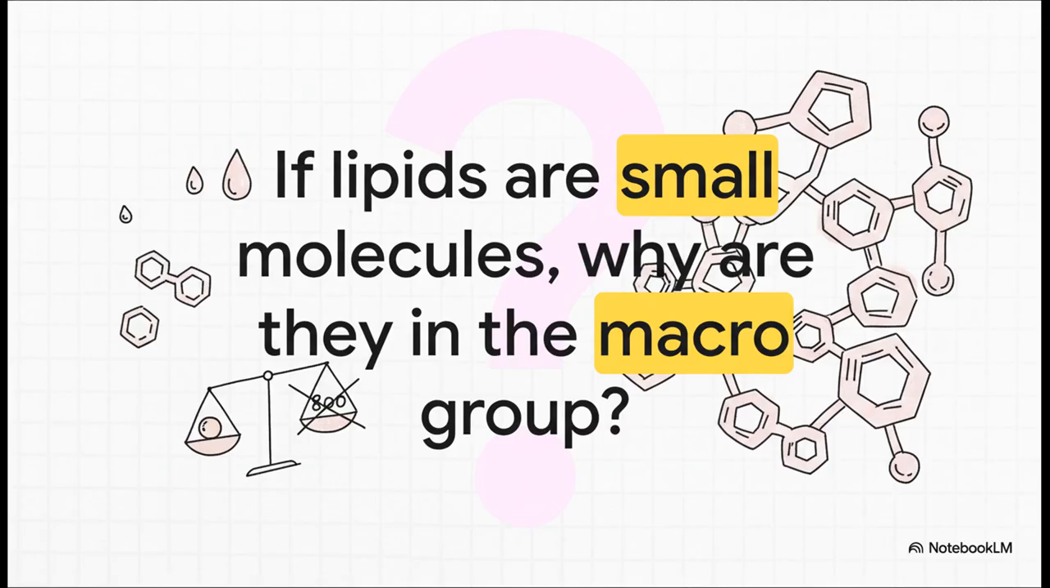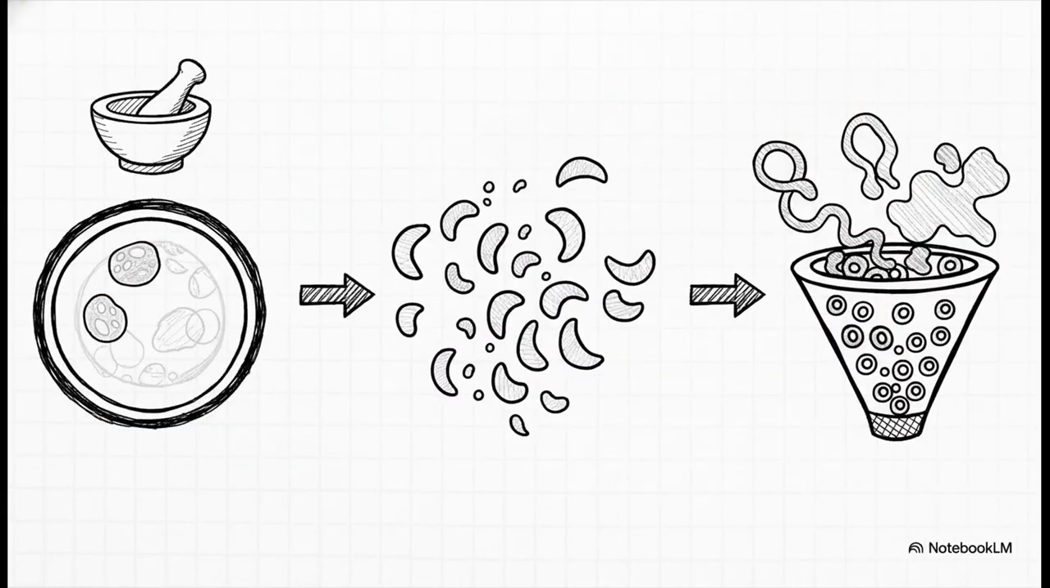Lipids, fats and oils, they actually aren't that big. Their molecular weight is less than 800 daltons, so technically, they should be micromolecules. So what in the world are they doing in the macromolecule group? Well, the solution has nothing to do with their size. It's all about their behavior.